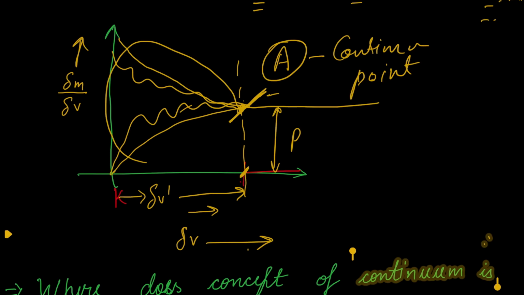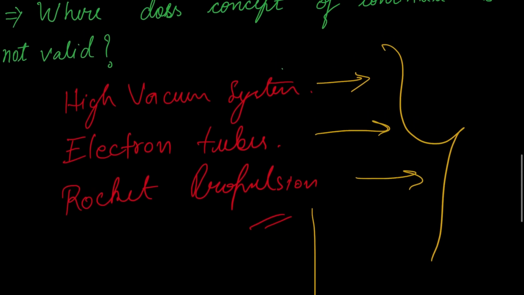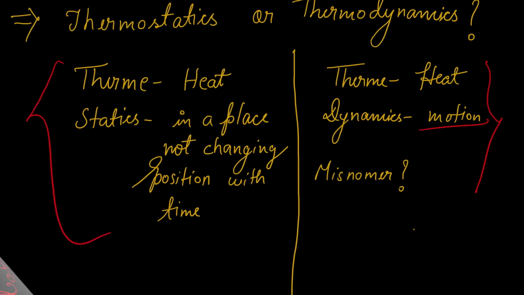Now, where is this concept of continuum not valid? This concept of continuum is not valid where there are very few molecules, like high vacuum systems, electron tubes, rocket propulsion, and there are many other applications where the concept of continuum is not valid. Each molecule behaves in its own fashion. Each molecule, particle, electron, atom, whatever it is, behaves in its own fashion and you have to study that. And the concept of molecules as a whole, or a continuum, fails there. It's not valid.